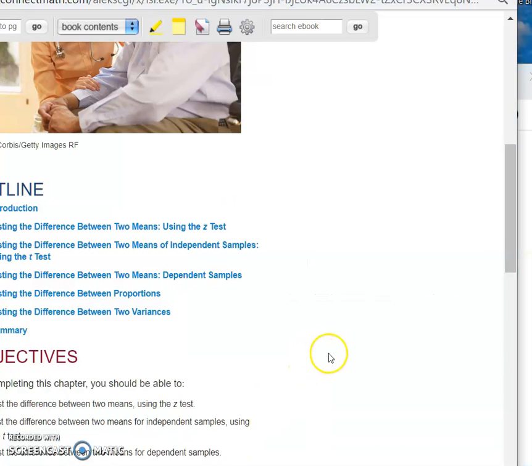All right, ladies and gentlemen, this is Chapter 9, Section 9-1, and this is recording number 1.